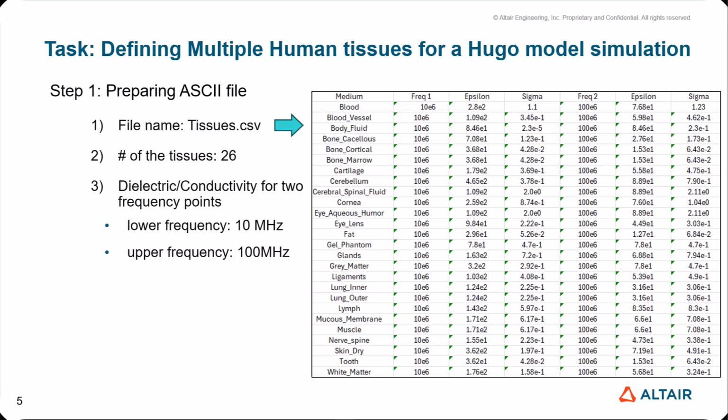To define multiple human tissues, as I said, we need to first go through step 1. Step 1 is preparing the ASCII file. Here, the file name is tissues.csv. This file has 26 tissues and dielectric permittivity and conductivity information for 2 frequency points. The low frequency is 10 MHz. The upper frequency is 100 MHz.